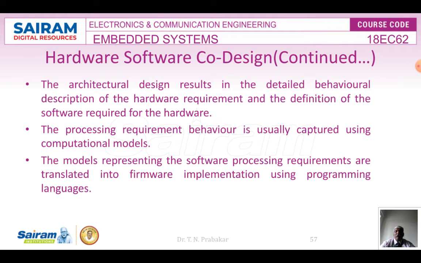Right, fine. So we'll continue with this. The architectural design results in the detailed behavioral description of the hardware requirement and the definition of the software required for the hardware. The processing requirement behavior is usually captured using the computational models. And the models representing the software processing requirements are translated into firmware. Whatever we call software, when it comes to an embedded system, most probably it will be used as firmware, because often it won't get changed, but there will be some possibility of changing the firmware.